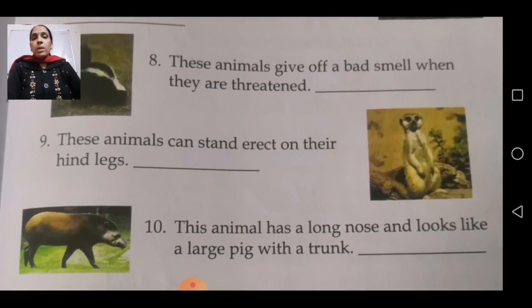Now number 9. These animals can stand erect on their hind legs. Now number 10. This animal has a long nose and looks like a large pig with a trunk.